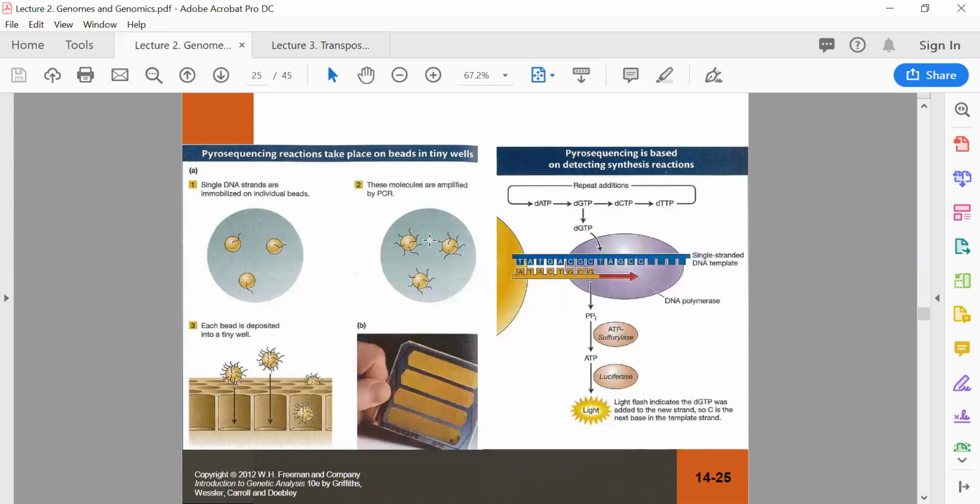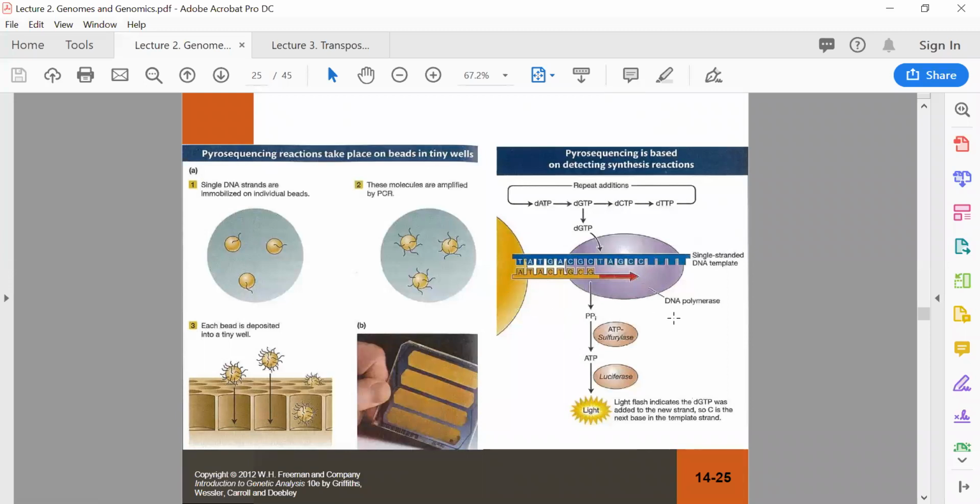Then in number 2, those single strands of DNA are amplified using PCR. And the single strands, the amplified pieces of DNA, the new pieces, remain attached to those beads. Then each bead in 3 is deposited into a tiny well, 1 bead per well. And this is what the wells look like, even though you can't actually see them here because they're so incredibly small.